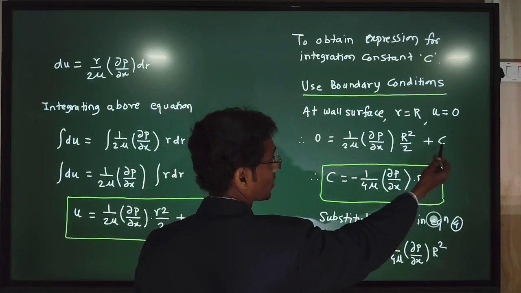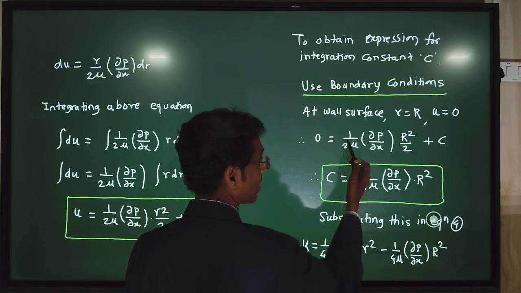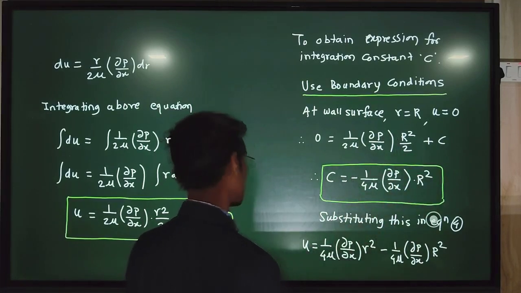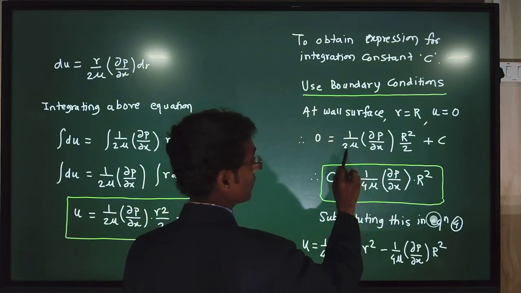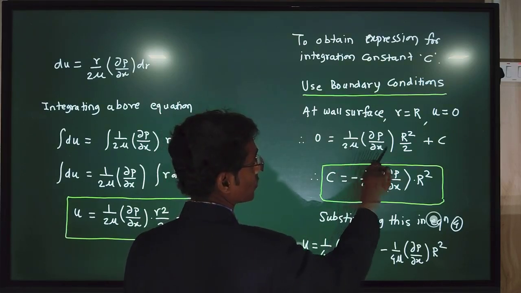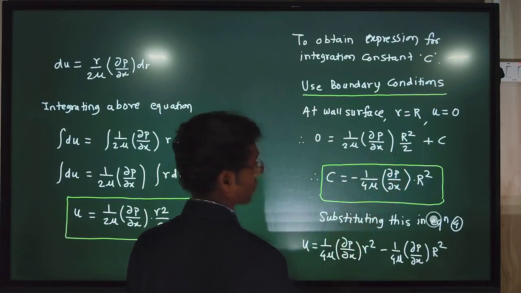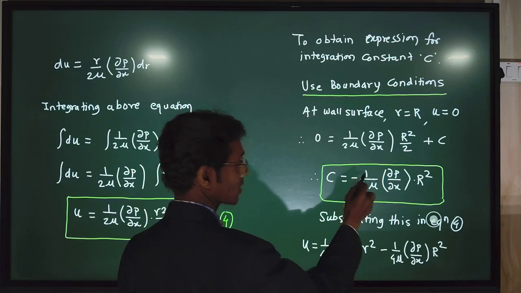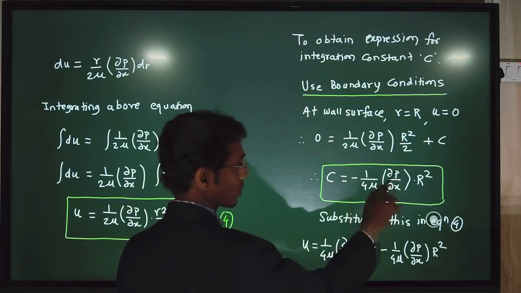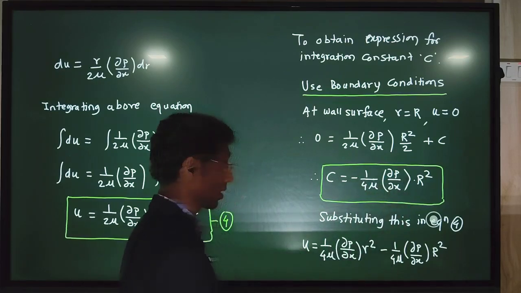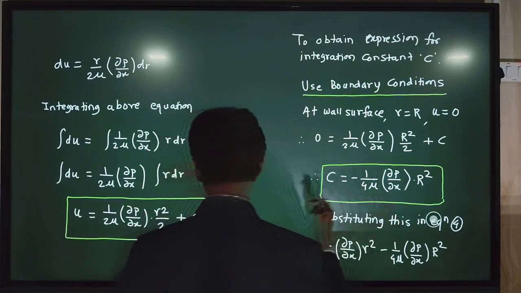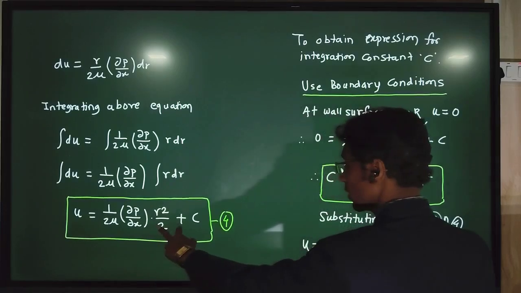Arranging the equation in the form of c, on one side, these all terms we take to the other side, that is why the minus sign comes. Again here we take this 2 mu into 2, that becomes 4 mu. So c is equal to minus 1 by 4 mu into the pressure gradient into capital R square. Substitute this c expression in expression 4.